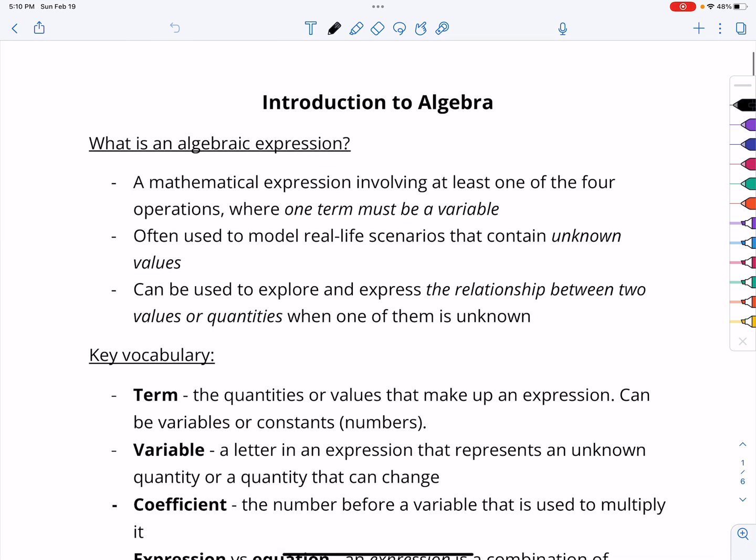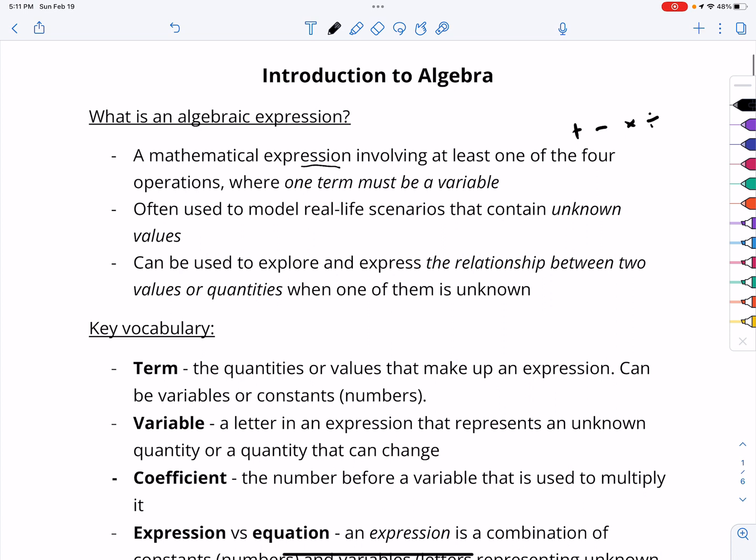So first off, an algebraic expression is just a mathematical expression involving at least one of the four operations: addition, subtraction, multiplication, or division, or more than one of them, and then one of the terms must be a variable. So in this expression, you need to have one of the four operations, a constant, and a variable. These are often used to model real-life scenarios that contain unknown values. So we'll get into more. I just want to briefly touch on this, and then we'll look at more of what each of these means.